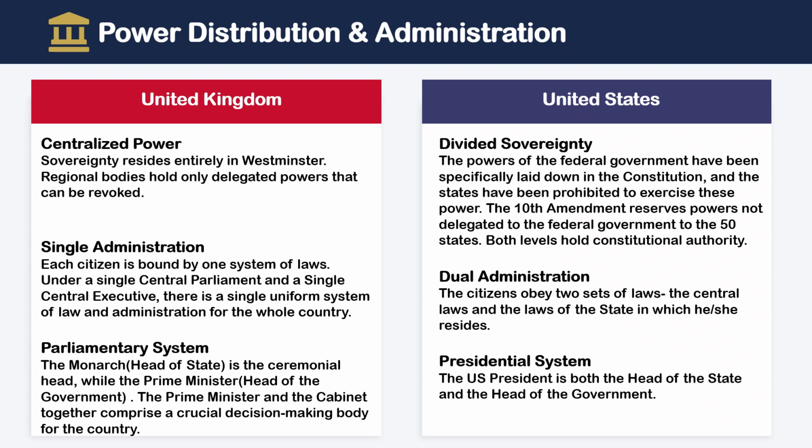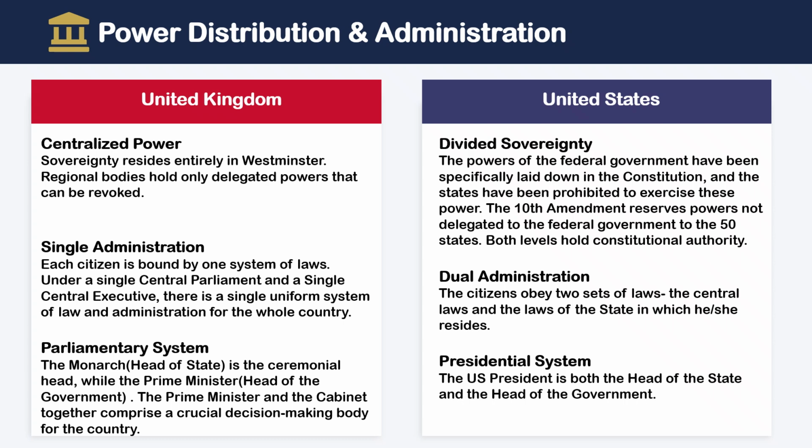The key differences between United Kingdom and United States in terms of power distribution and administration are as follows. Firstly, in United Kingdom, there is centralization of power. There's a single central government. Sovereignty resides entirely in Westminster. The regional bodies have been given powers by the central government, which can be revoked at any point of time. On the other hand, in United States, there is division of power.